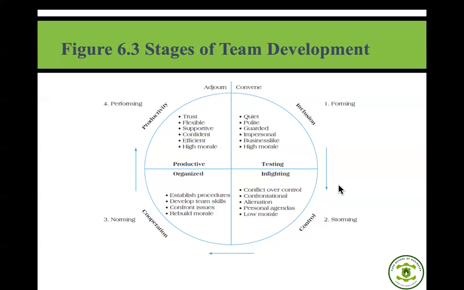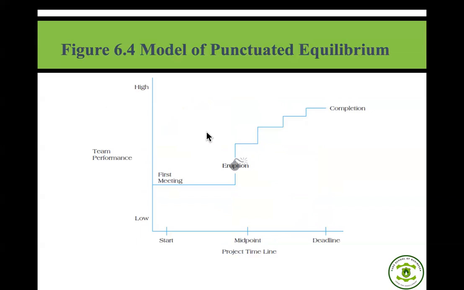So at the norming stage, the environment is very organized. Then we also have the performing stage where actually much is done. Okay. So this image is actually a reflection of what we were just discussing in terms of the group development stages. Let's look at another one.